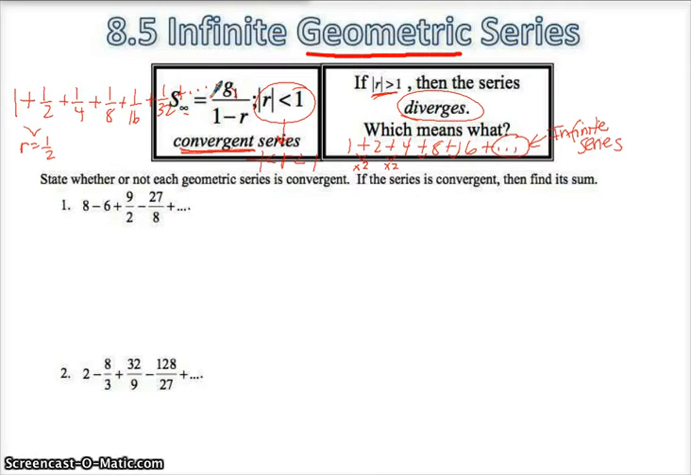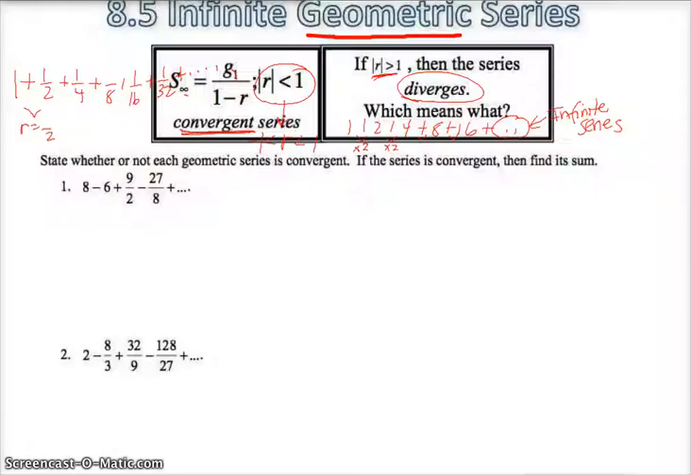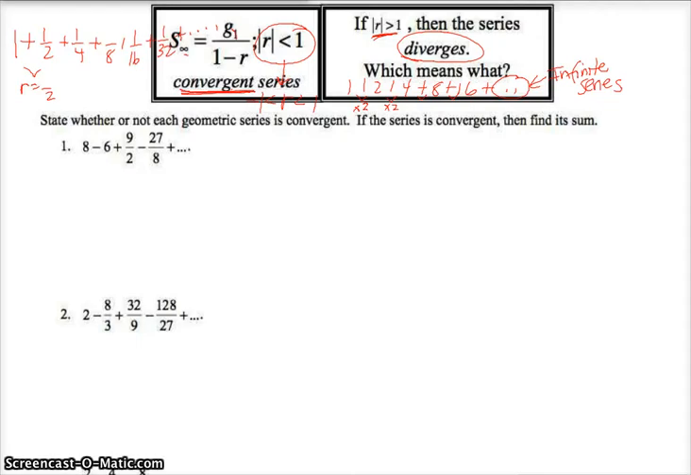Again, ask me about it in class if you're not understanding. All right, so let's apply what we know with these two formulas. It says state whether or not each geometric series is convergent. If it is convergent, then find its sum. So really, you're just going to find the common ratio in order to determine if it's convergent or not.